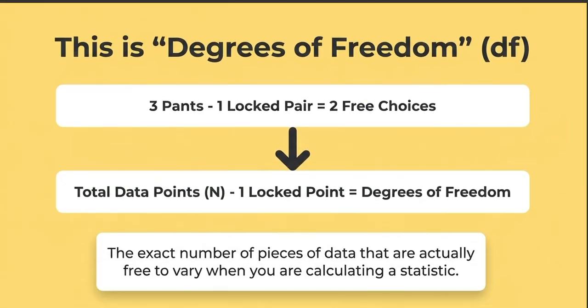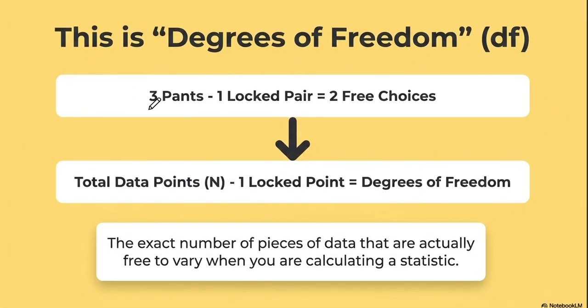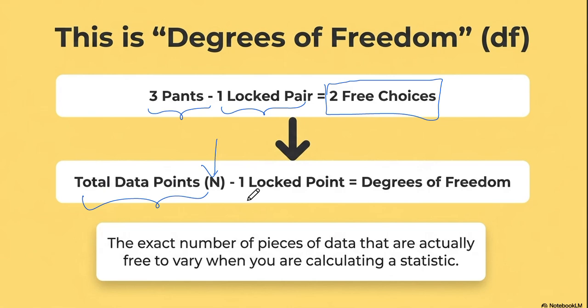So if you apply it in statistics, the degree of freedom is nothing but three pairs minus one locked pair. So two free choices. That is the degree of freedom in that example. So in statistics, total data points, that is our total n value, sample size, minus one locked point. This is the formula to find out the degree of freedom: total data points minus one locked point. So it is the exact number of pieces of data that are actually free to vary when you are calculating statistics. Okay, degree of freedom means how many numbers are free to vary, how many data points are free to vary. That is called degree of freedom.